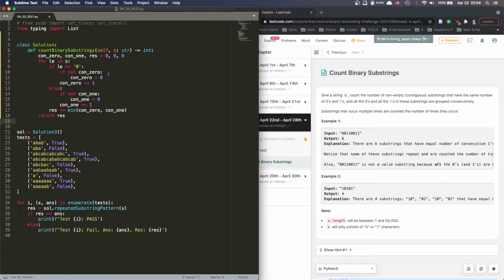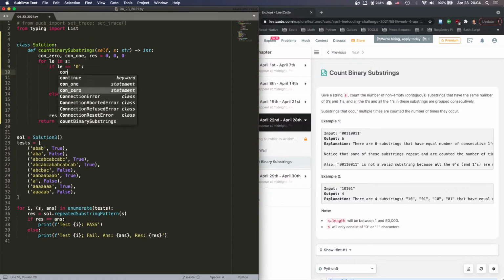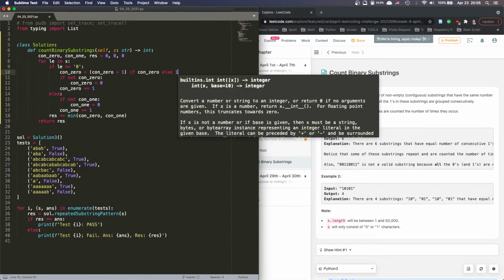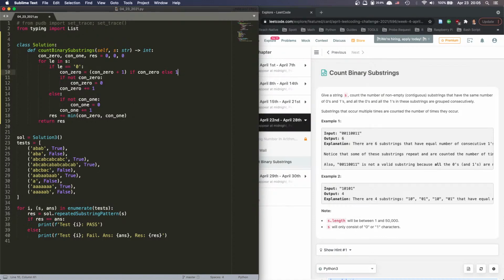Basically, if it's equal to 0, we can say consecutive 0 equals consecutive 0 plus 1. I'm going to put this in the parentheses. If consecutive 0, else 1, right? Else is 1. Hold on, but how do I restart the count?